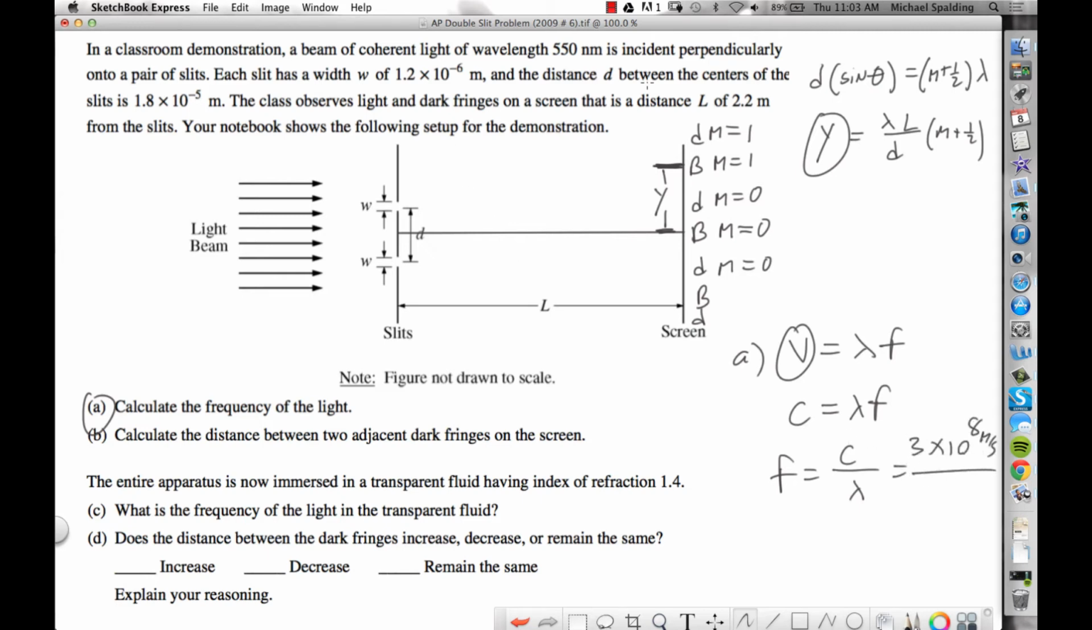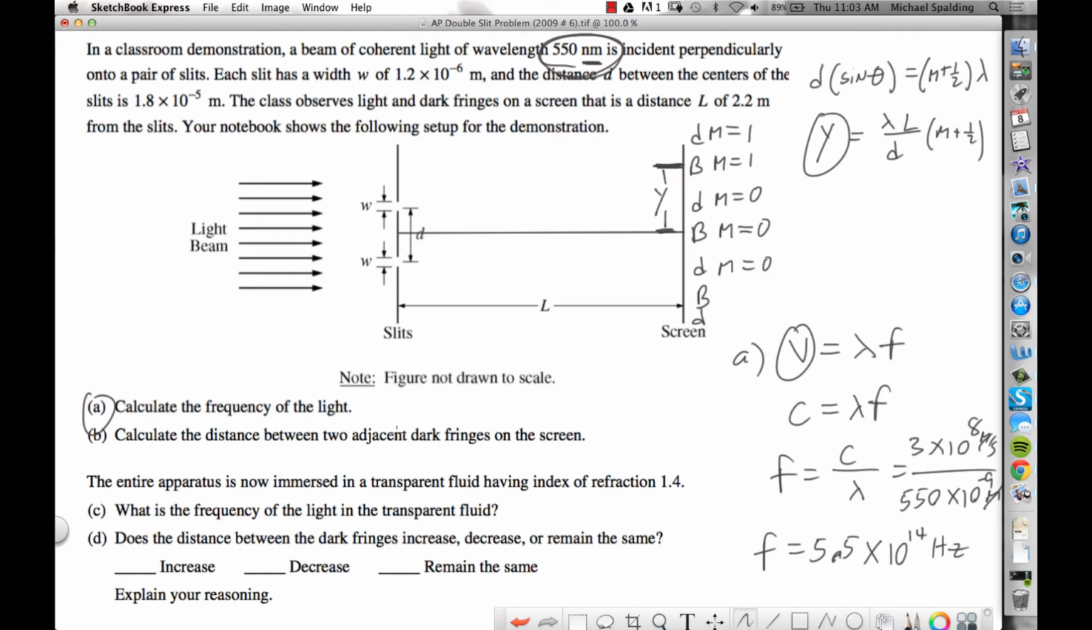And you just got to be careful here. This wavelength, what do you got to be careful about? Nanometers. That's 10 to the negative 9. So this is 550 times 10 to the negative 9 meters. The meters cancel, and you get a frequency of, rounding to 10th place, 5.5 times 10 to the 14th hertz. That's the frequency.